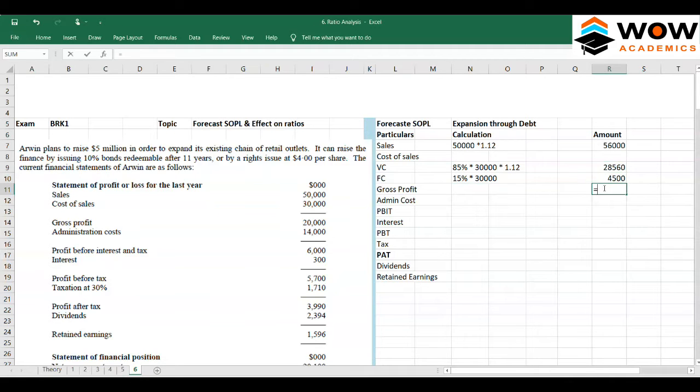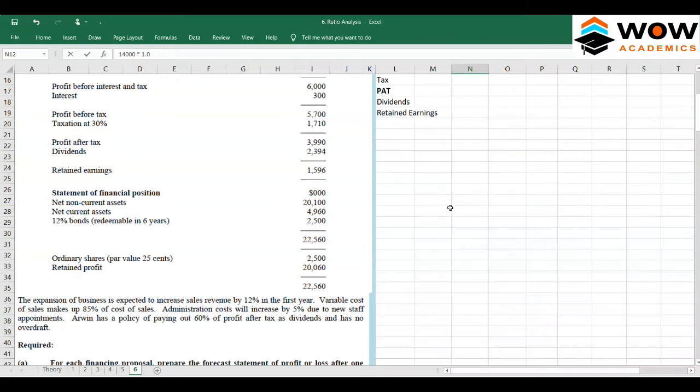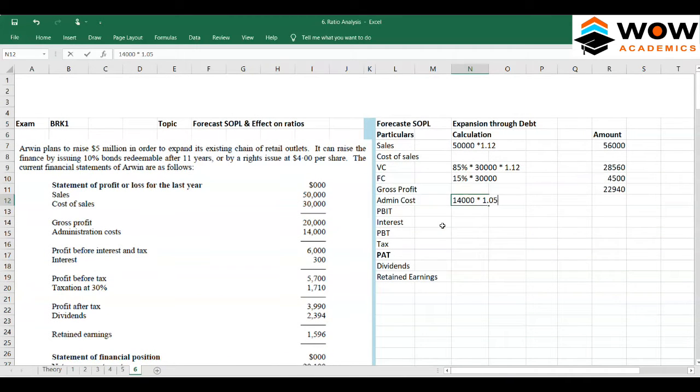So let's get the gross profit. We got our gross profit. Let's get the administration cost. Administration cost is 14,000, and that is going to increase by 5%, so 1.05. With this, we can get the PBIT: gross profit minus administration cost is the PBIT that we got.